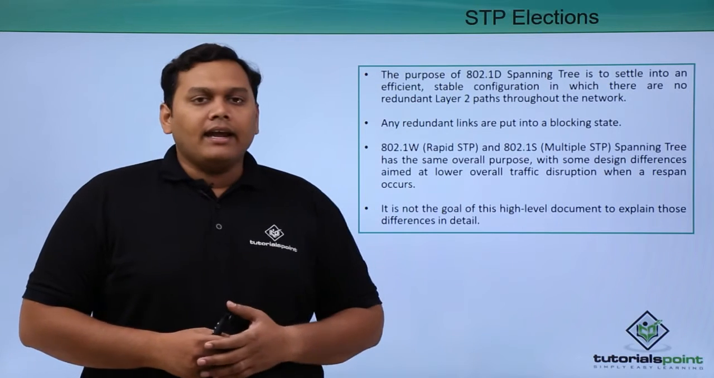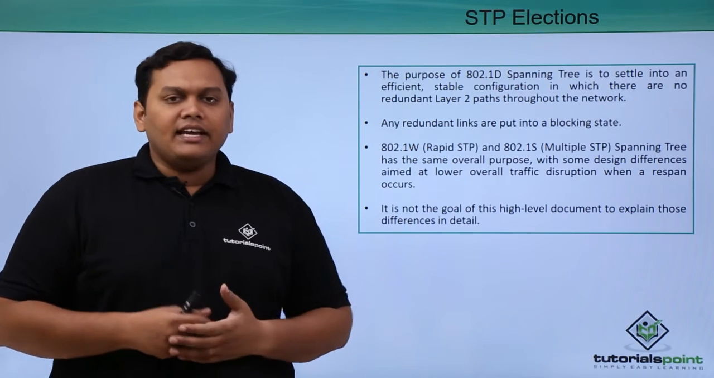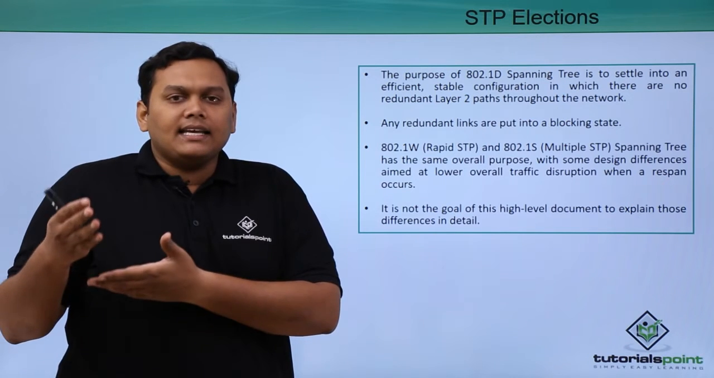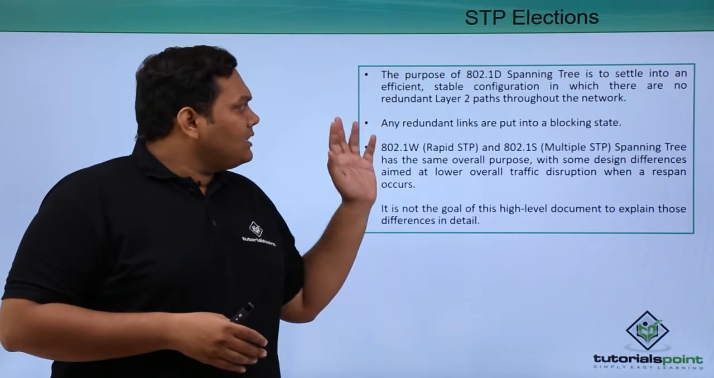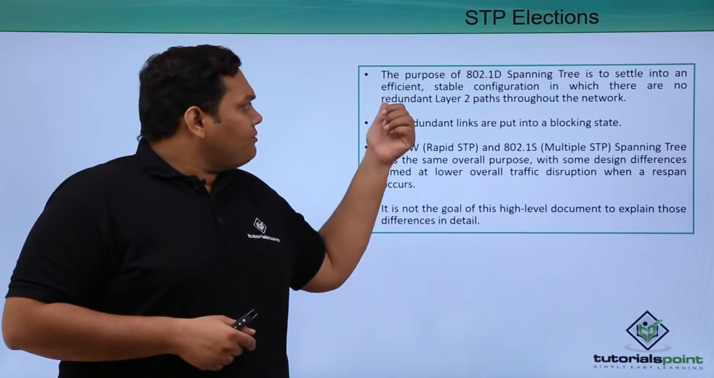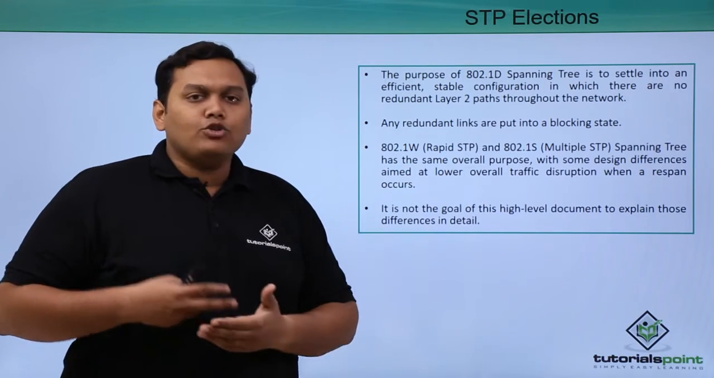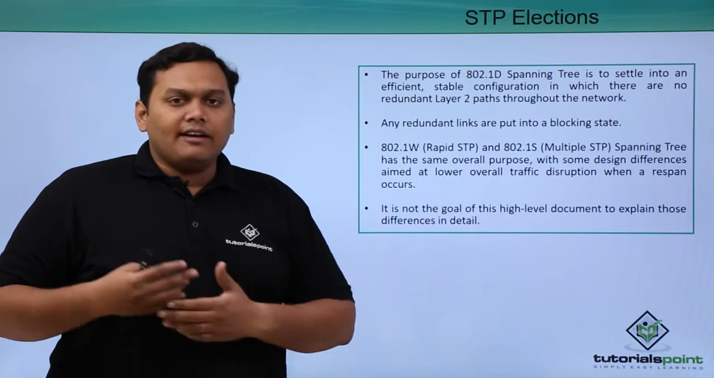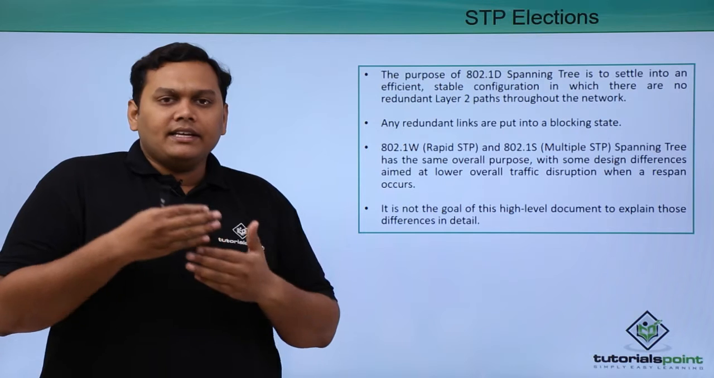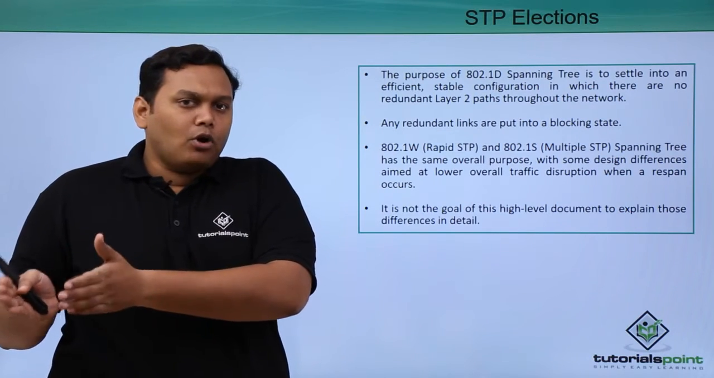802.1D spanning tree is. Its purpose is to settle into an efficient, stable configuration where no redundant layer 2 paths throughout the network are enabled. That means the spanning tree settles into a very good environment, where an efficient stable configuration is established, no redundant layer 2 paths are available throughout the network, and any redundant links are put into a blocked state. So any redundant links which exist are put into a blocked state here.